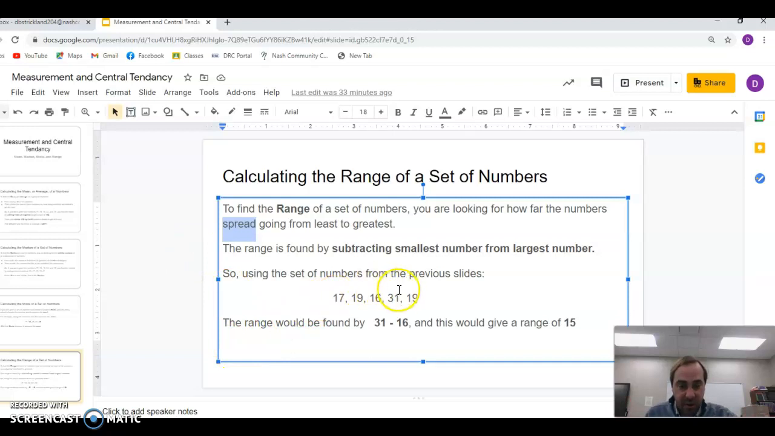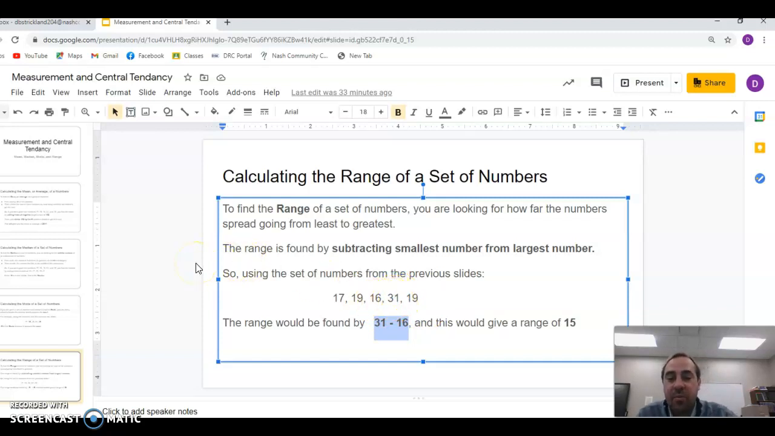So if we took 31, which is our largest, and then we subtracted 16, our smallest, we would find 15 to be the difference, and 15 would be our range because you would stretch 15 numbers if you went from 16 to 31.